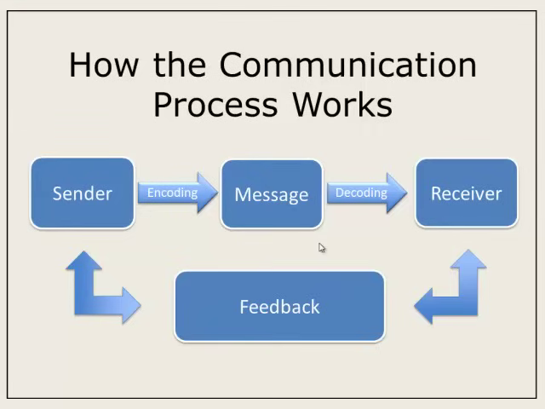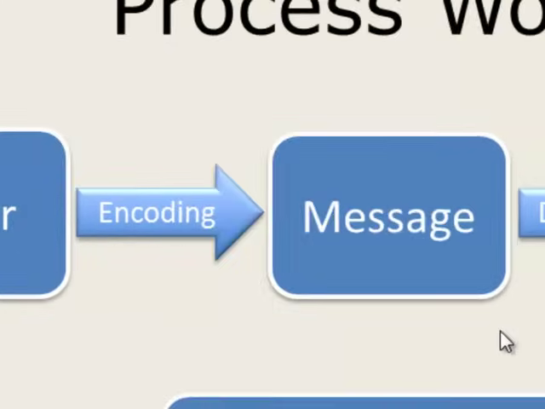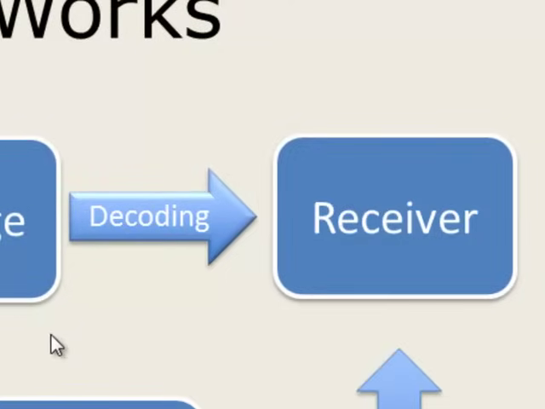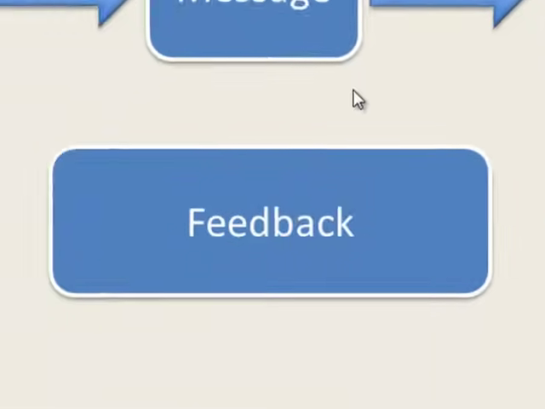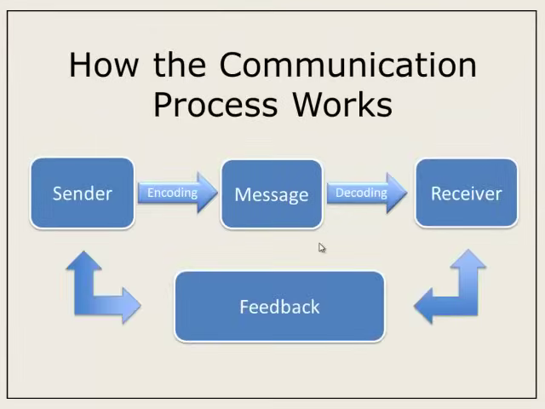But looking at it very simplistically, we know there's a sender and a receiver, there's a message, right? The sender encodes the message, provides meaning to it. The receiver then decodes, trying to understand that particular message. We know that there are issues involved with that. And then in turn, the receiver will send feedback to the sender where they can confirm whether or not they've understood that particular message. And that is how the communication process works.